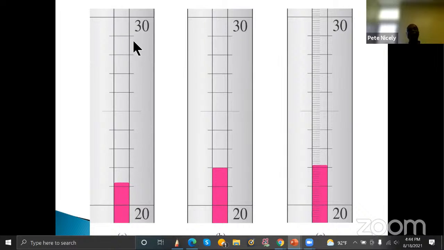And you have 10 equal divisions between the 20 and the 30. So obviously that means that this line represents 21, that represents 22, 23, 24, 25, all the way up to 30, all right? Same is true for the scale here.